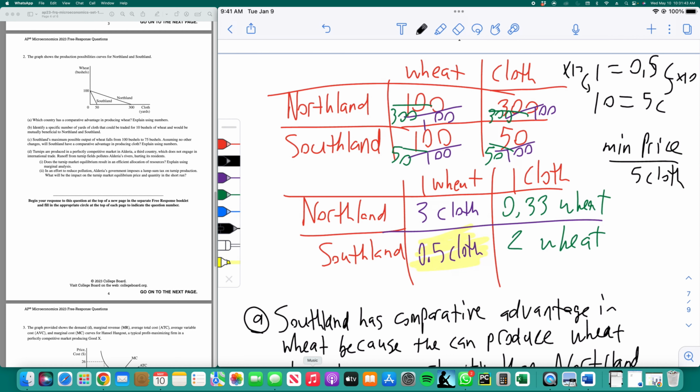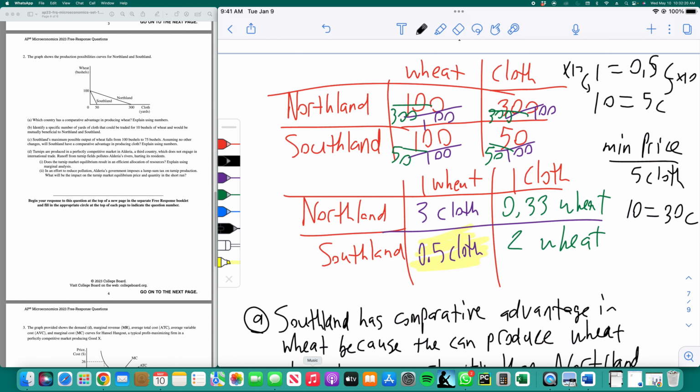Now, who's buying wheat? That would be Northland. The most they would pay for one wheat is 3 cloth. That's the most that they would pay. So what if it were 10? Well, if it were 10 wheat, that would be 30 cloth. So the minimum price Southland is willing to go is 5 cloth for 10 wheat, and the most that Northland will pay for 10 wheat is 30 cloth. All we did was multiply by 10 because we're going from 1 wheat to 10 wheat.